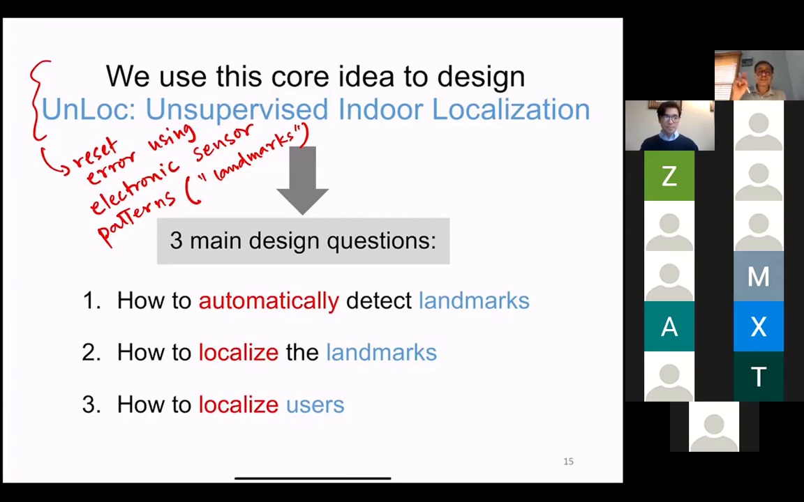Okay. So three main design questions. You want to automatically detect these landmarks. No one's going to tell you there's a water fountain here. First of all, water fountain doesn't mean anything. You want that magnetic fluctuation, that pattern. So you need to automatically detect it, one. You need to localize the landmark.